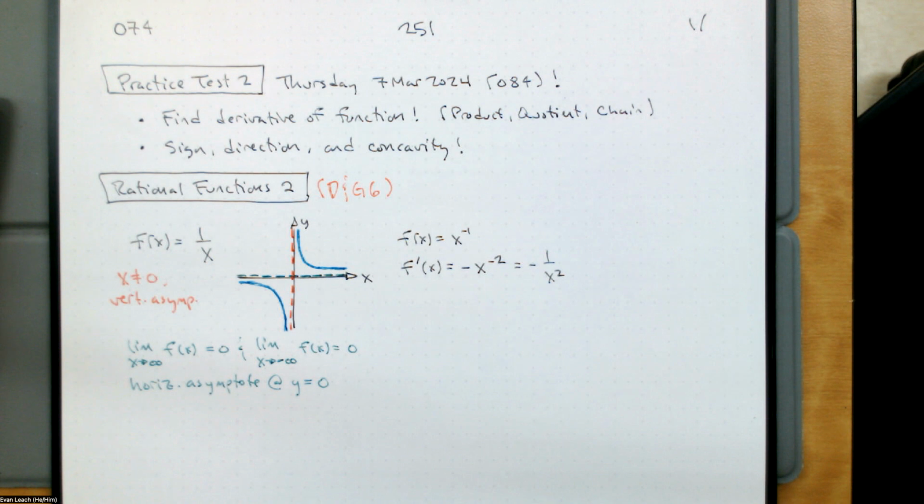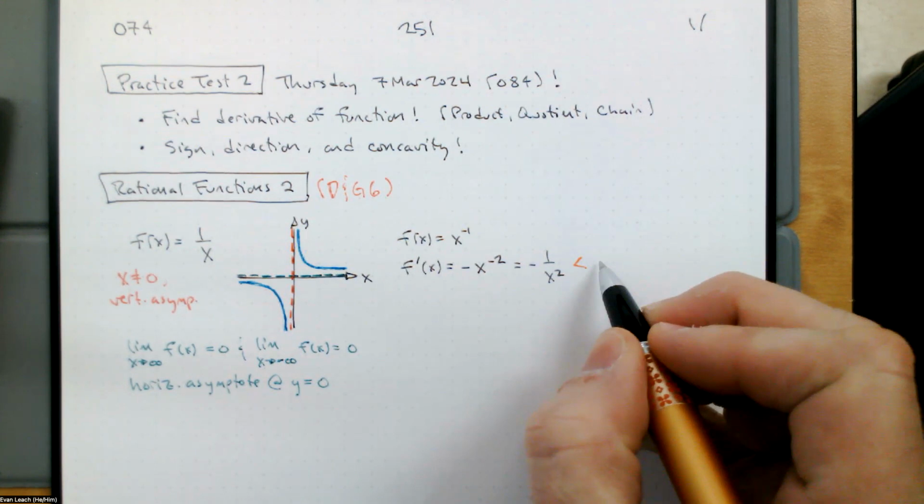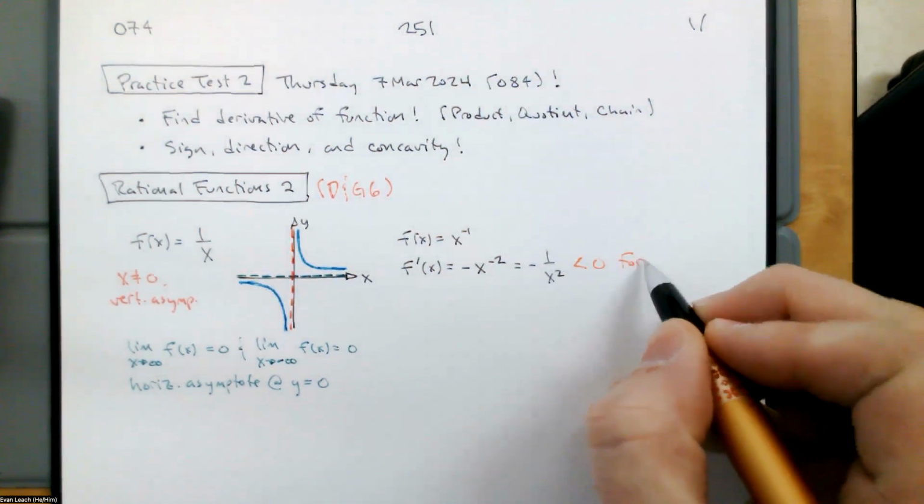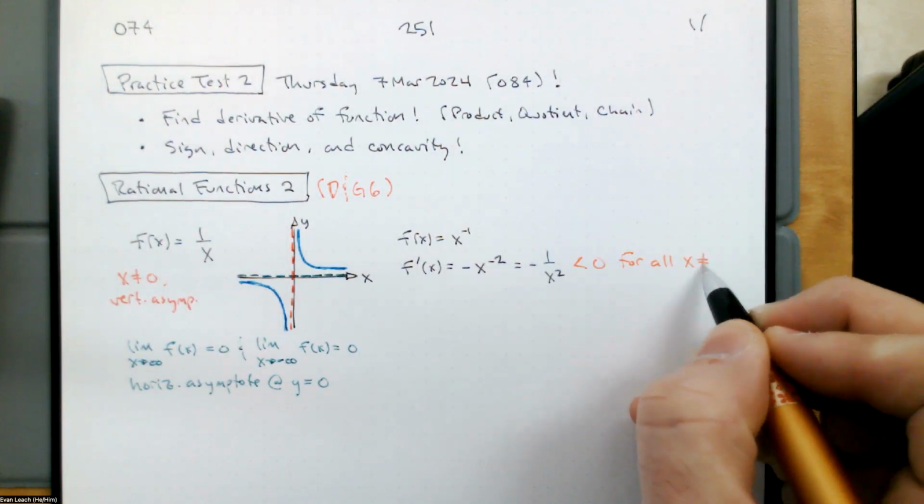What we remember about the first derivative is that the sign of the first derivative tells us about the direction of the function. What we notice about the first derivative for this function is that it is always negative. If x is negative, the negative gets squared, and I multiply by this -1. If x is positive, the x gets squared and it's positive, and then we multiply by -1. So -1 over x squared is always negative as long as x is not 0, where it's undefined. That's our critical point. So this is negative for all x not equal to 0.